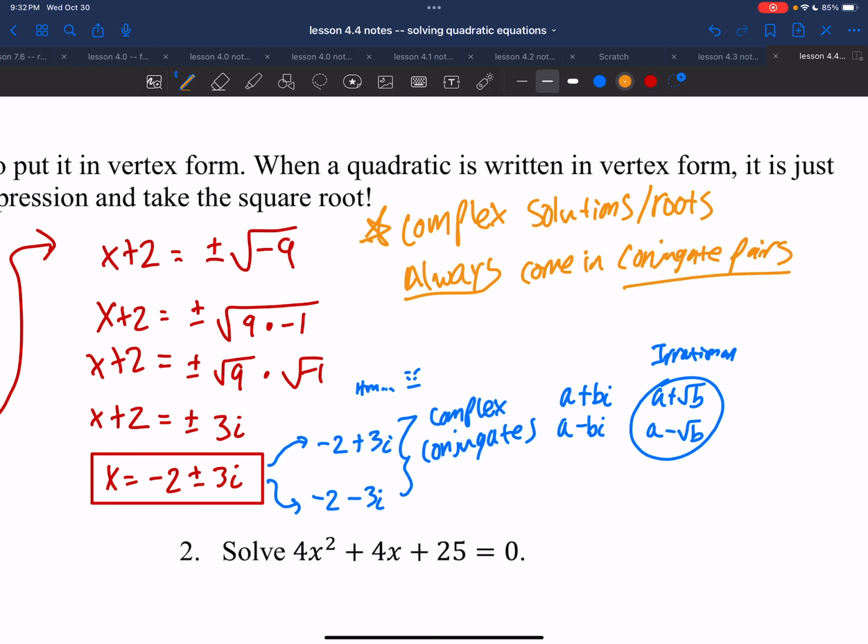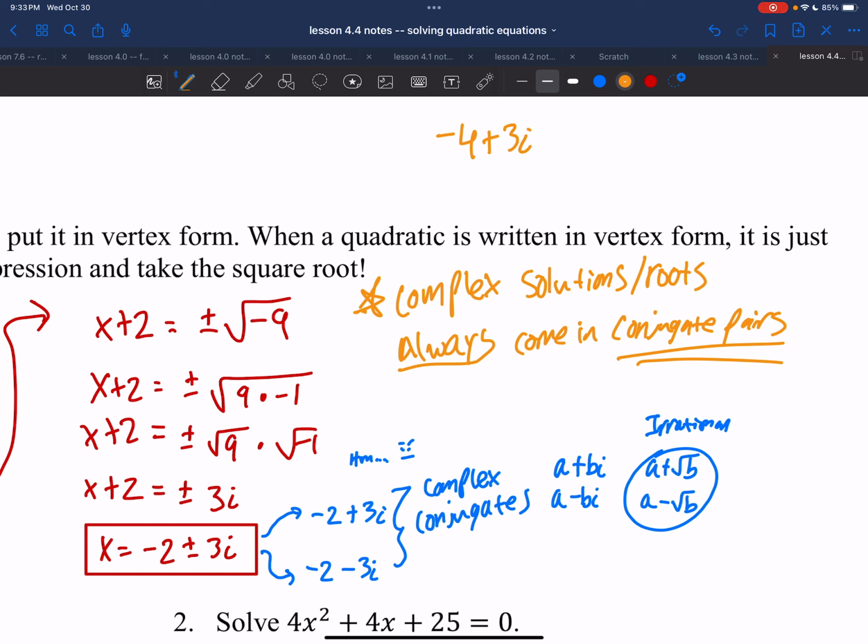What this means is, if you had a polynomial, whether it's x squared or x cubed, whatever, if its root was negative 4 plus 3i, let's say that's root 1, then root 2, the other root, has to be its conjugate, which would be negative 4 minus 3i. They always come in pairs.